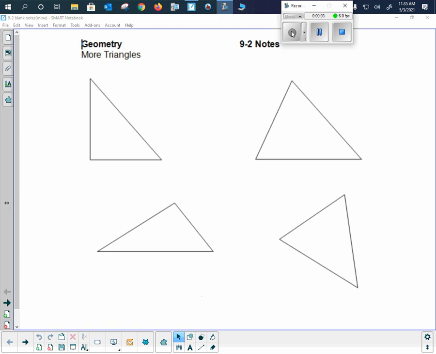Right, so in 9.2 notes, let's talk more about triangles and doing areas of some of these that look a little bit different. Now the key, once again, is what do you know about base and height? You're supposed to know that base and height meet at right angles. So it's important to look for that right angle.